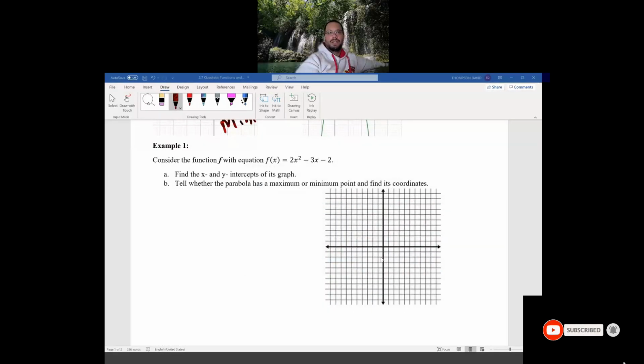Example 1. Consider a function f with the equation f of x equals 2x squared minus 3x minus 2. Find the x and y intercepts of its graph, and whether the parabola has a maximum or minimum, and find its coordinates.